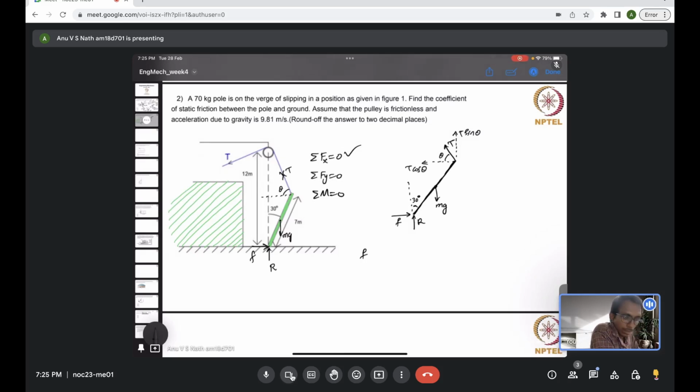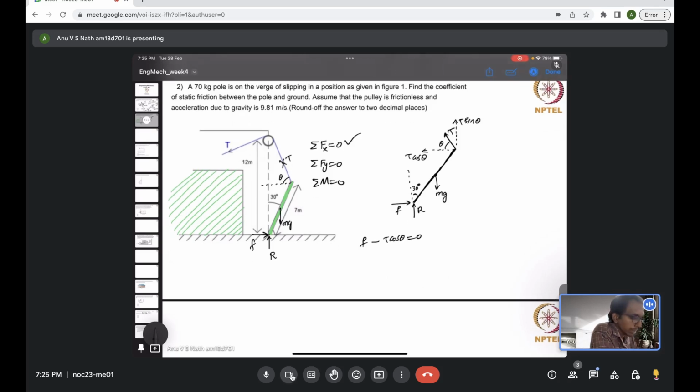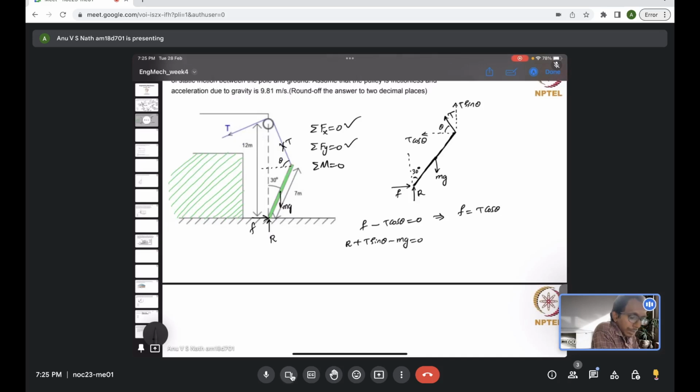Just assume that theta is already known. So we'll write the equilibrium equations first. So F minus T cos theta should balance to 0. That is the horizontal equilibrium equation. From this we can write the frictional force equal to T cos theta. Now the vertical equation: R is acting upward, similarly T sin theta is also acting upward, and mg is acting downward. So minus mg should be 0. So this is another equation.